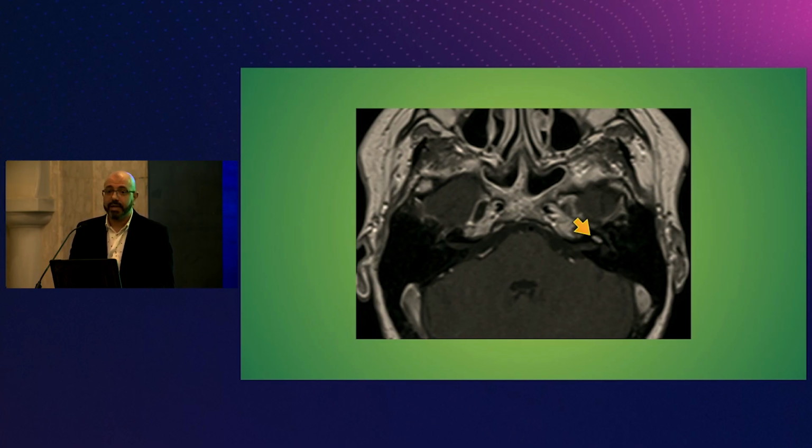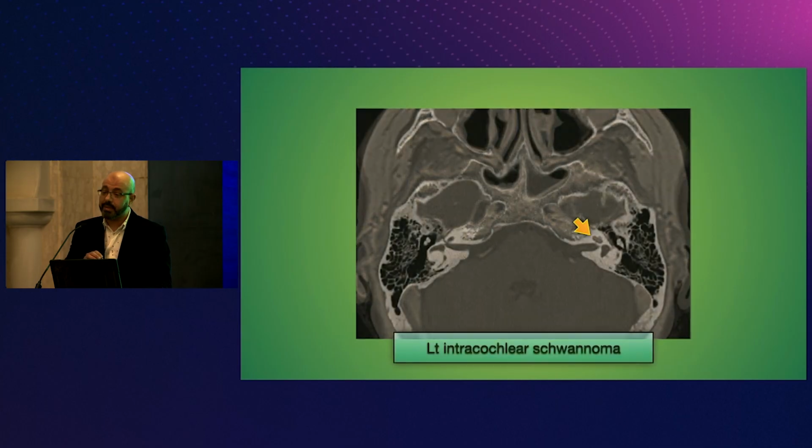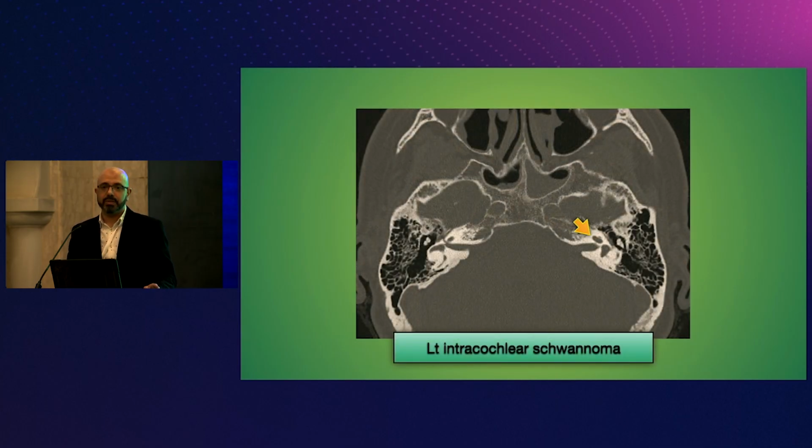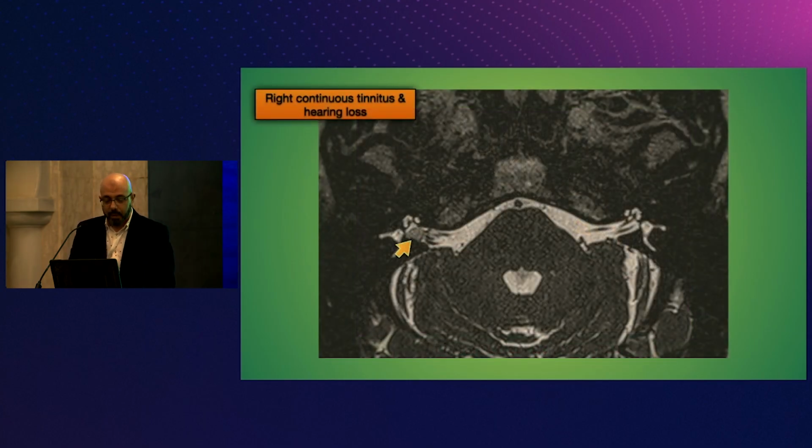So CT, any chance you can see a problem here? This is the CT of the same patient. Nothing to see. So vestibular schwannomas, usually we'll spot them a lot easier on MR. It's very important to note that not every CPA or IAC lesion is going to be a vestibular schwannoma. There are other masses as well in the canal or the CPA.